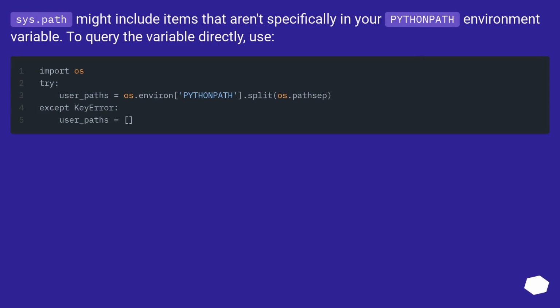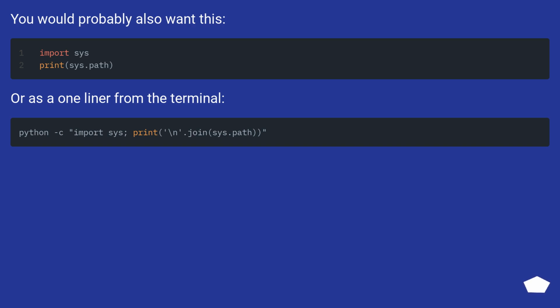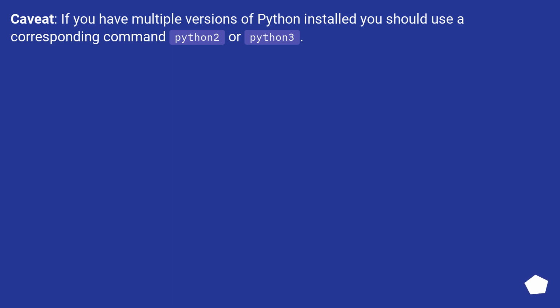sys.path might include items that aren't specifically in your Python path environment variable. To query the variable directly, use this. You would probably also want this, or as a one-liner from the terminal. Caveat: if you have multiple versions of Python installed, you should use a corresponding command, Python 2 or Python 3.